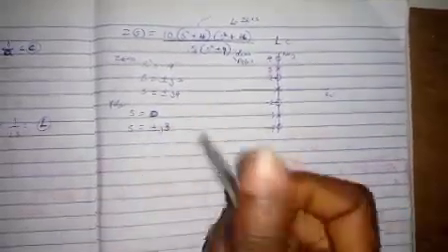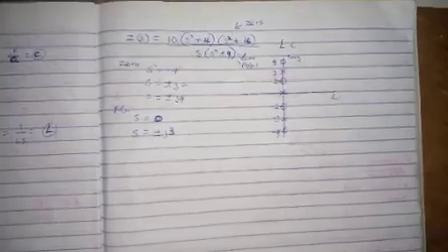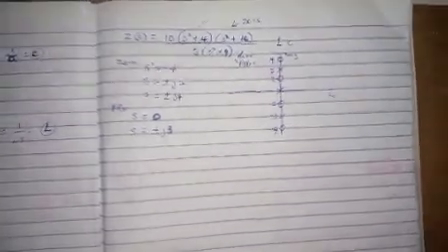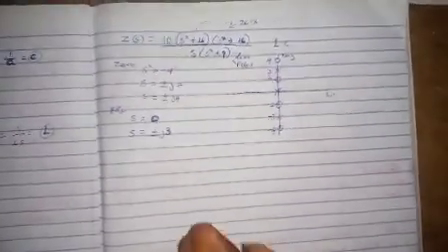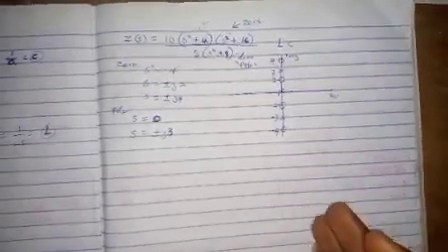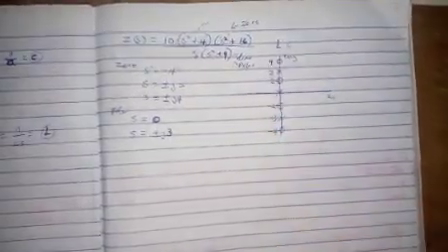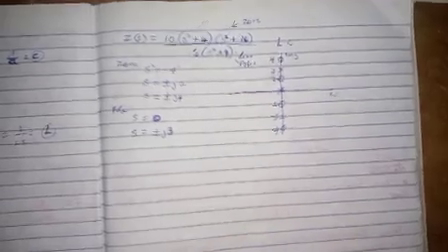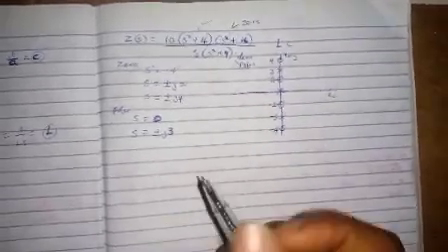Foster 1 and Foster 2 are just finding the partial fraction of the function. While Cauer 1 and Cauer 2 are just the long division of the given function, either Z of s or Y of s. So that's just it.